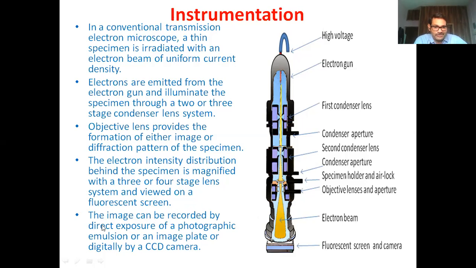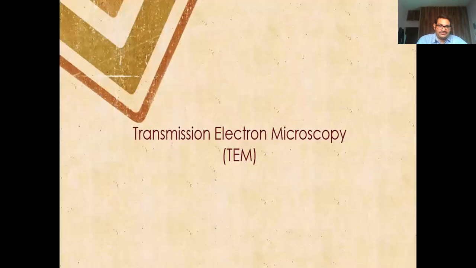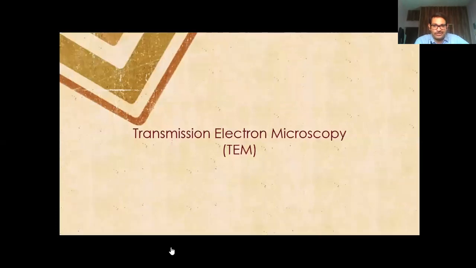The image can be recorded by direct exposure of a photographic emulsion or an image plate, or digitally by CCD camera. So once it is on the fluorescent screen, the image is recorded by direct exposure of a photographic emulsion, or imaging plate, or digital camera, anything. So this is what the instrumentation is, in simple terms. Here is a view of the transmission electron microscope.